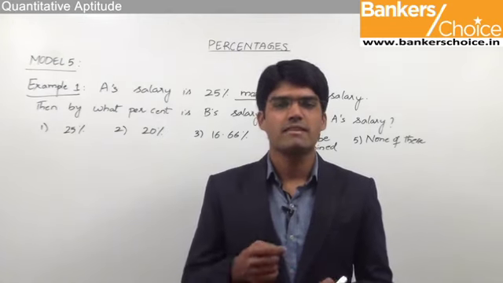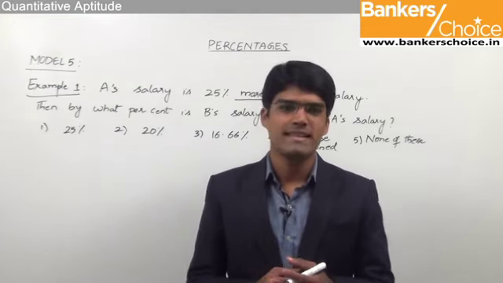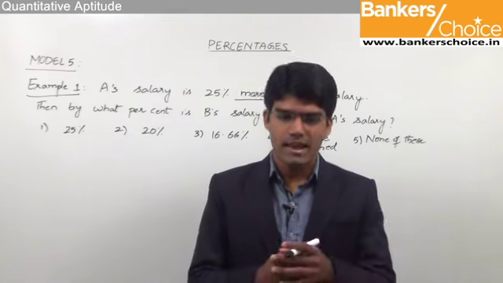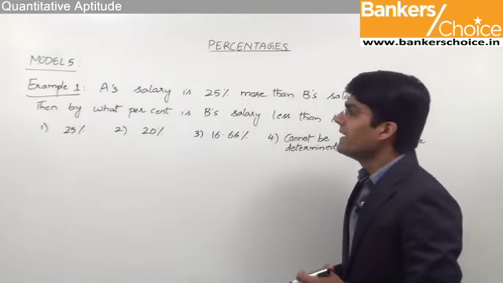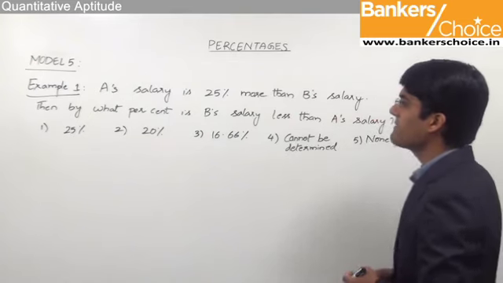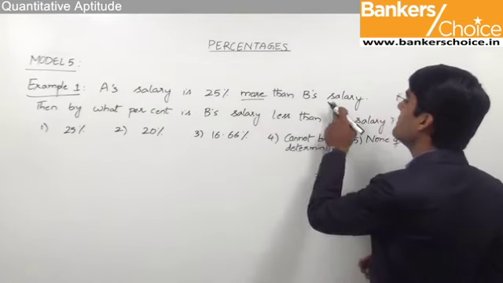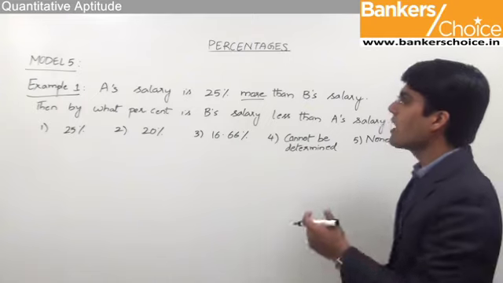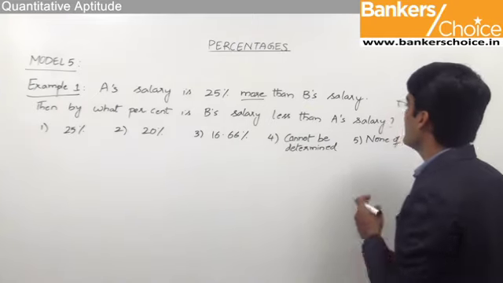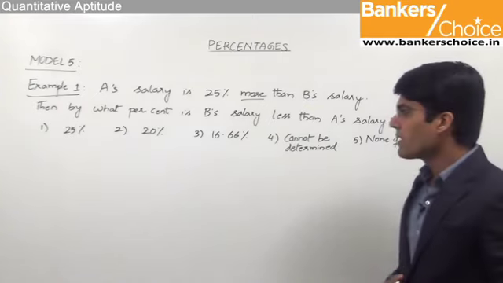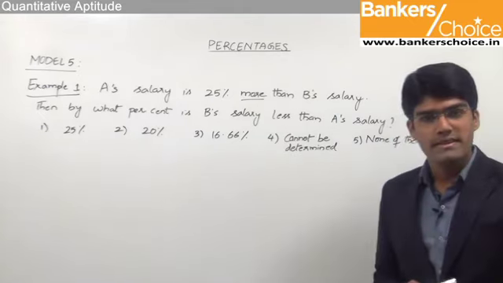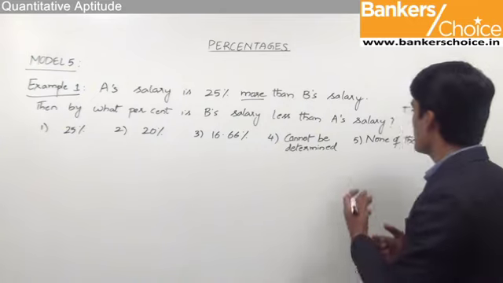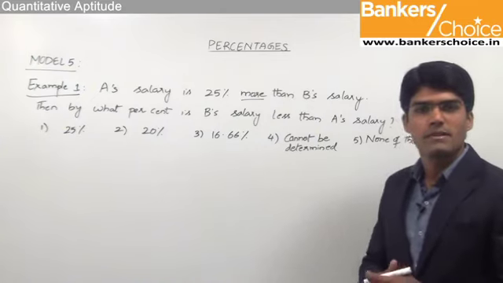Let us now take an example on the concept that we have just discussed. That is, x is what percent more or less than y. It should always be taken as x minus y by y into 100. Let us look at the question given here. A's salary is 25% more than B's salary. Then by what percent is B's salary less than A's salary? And the given options are 25%, 20%, 16.66%, cannot be determined, and the last option is none of this.